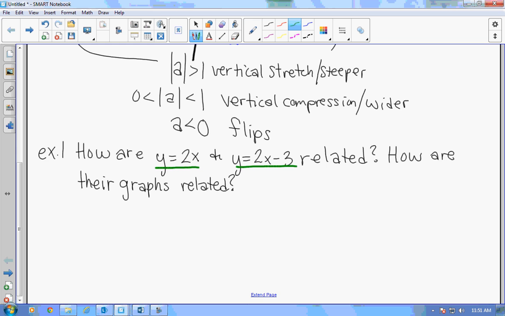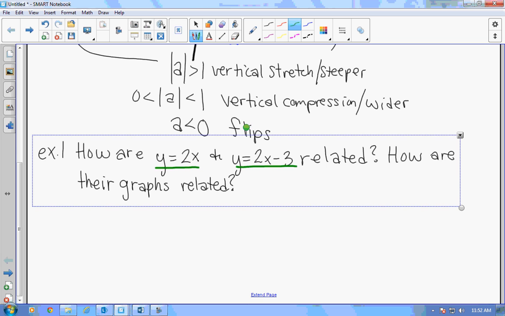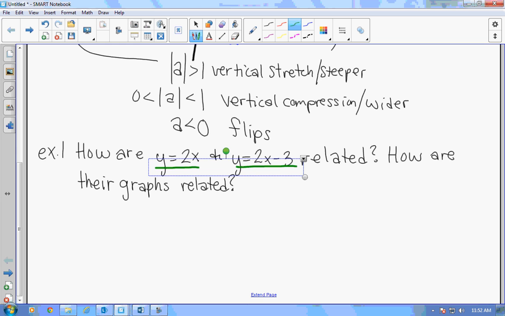What happens if I plug numbers into each of these? What do I get when I plug 0 into this? No, because it becomes 2 times 0. 2 times 0 is 0 versus this one, if I plug in 0, what do I get? -3. Interesting. Okay. What if I plug in 1? What do I get here? 2, because 2 times 1. What do I get here? So what's happening each time? These are not giving me the same numbers. This one is always 3 lower. So that's how they're related.